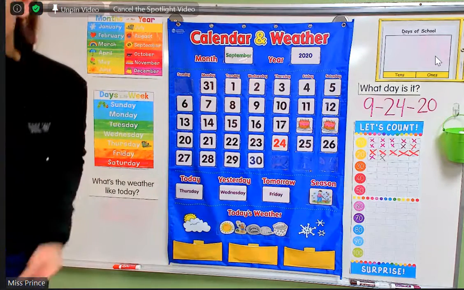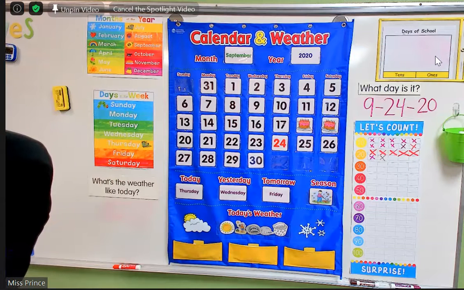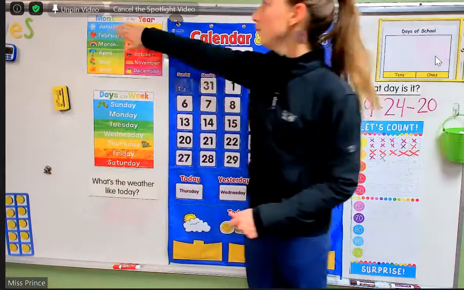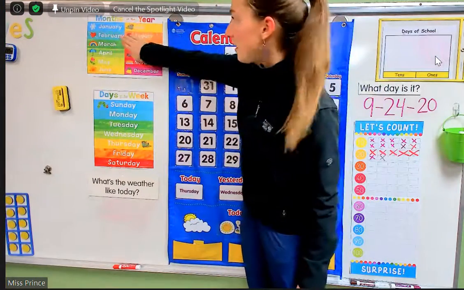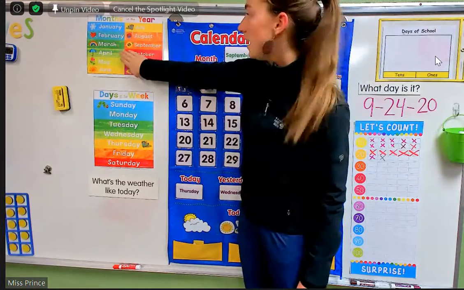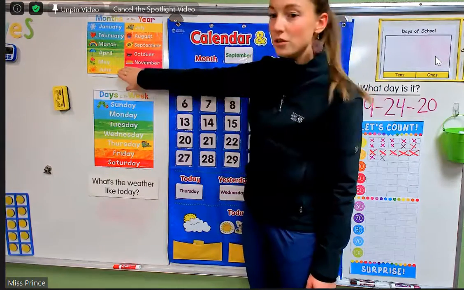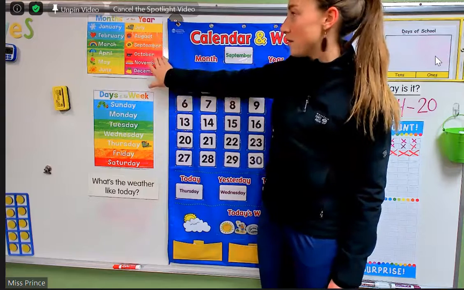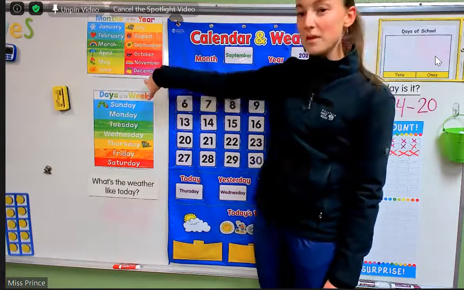Okay, make sure you're standing again. We're going to do months of the year. This is the 9th month, September. All right, here we go. January, February, March, and April, May, June, July, and August, September, October, November, December.